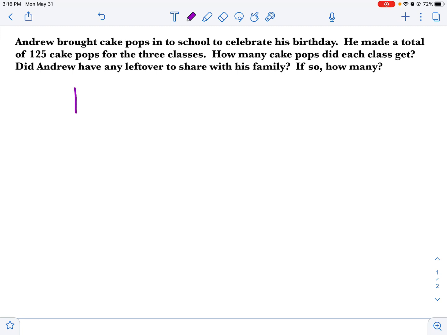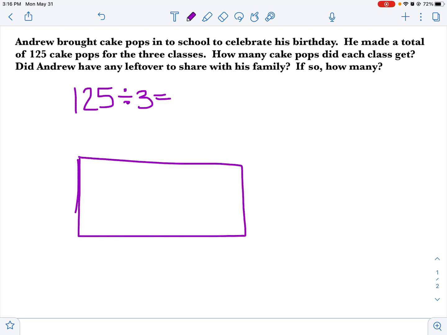So we know we've got a total of 125 cake pops. He's dividing it equally among 3 classes. So this is an equal groups problem, okay? So you're going to go about solving 125 divided by 3. In this case, I would go with an area model. I know I can't do 100 divided by 3. It does not work evenly, but I do know 120 is nice and divisible by 3, and that would be 40, and then I've got 5 left. Well, I know I can divide 3 by 3. That gives me 1, and I've got 2 left, which gives me 2 remainders, okay?